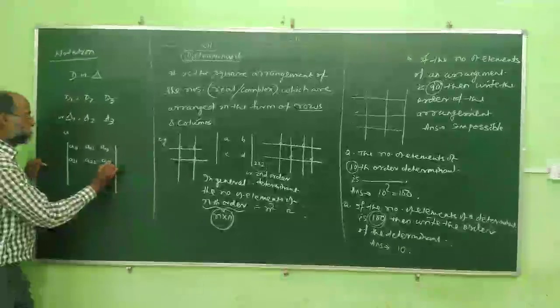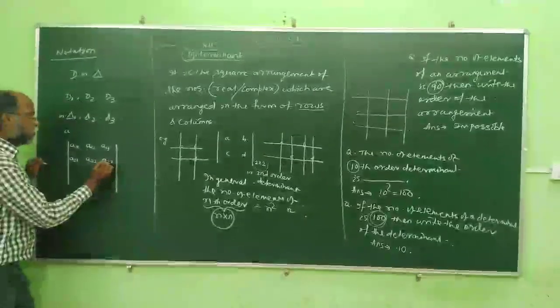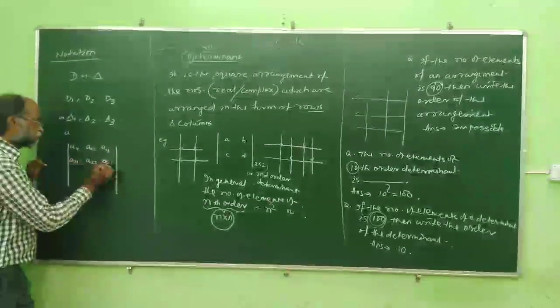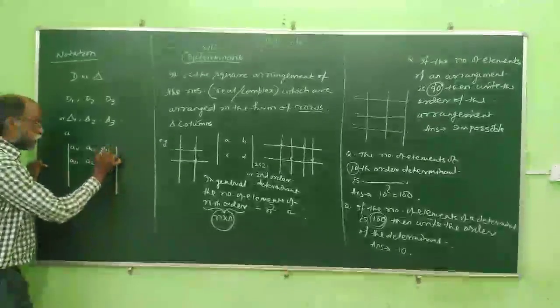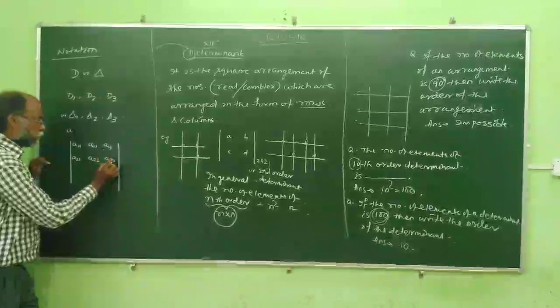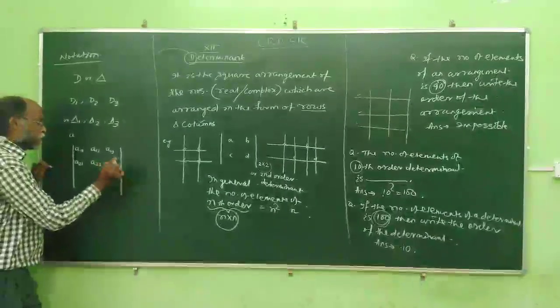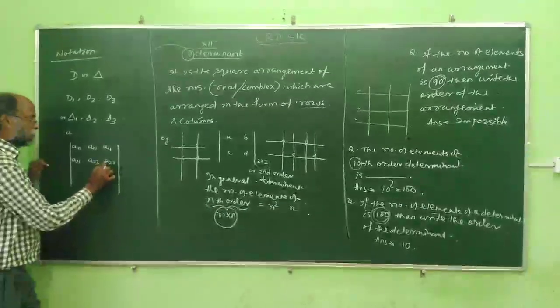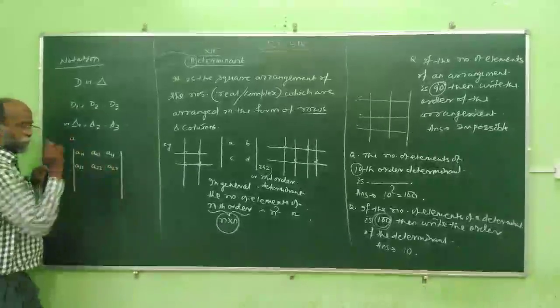A23. Why is it A23? Because it is in which row? Second row. It is in which column? Third column. First number stands for row, second number stands for column. That's why the notation is A23.